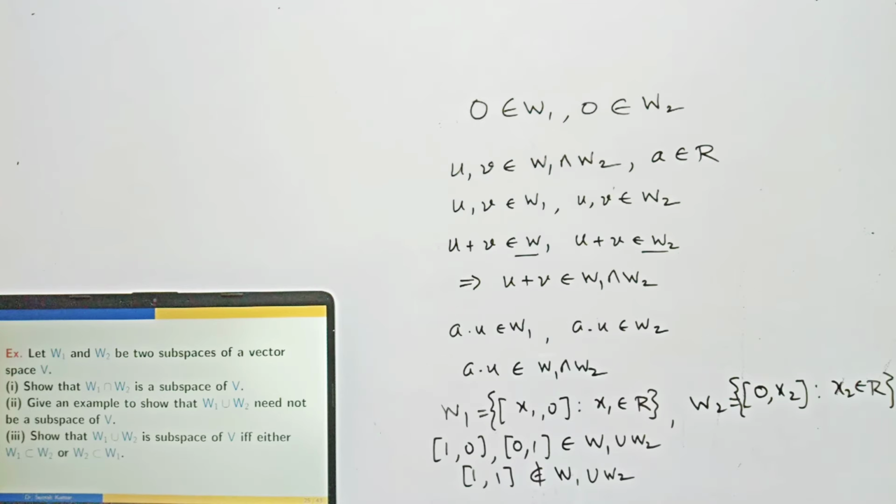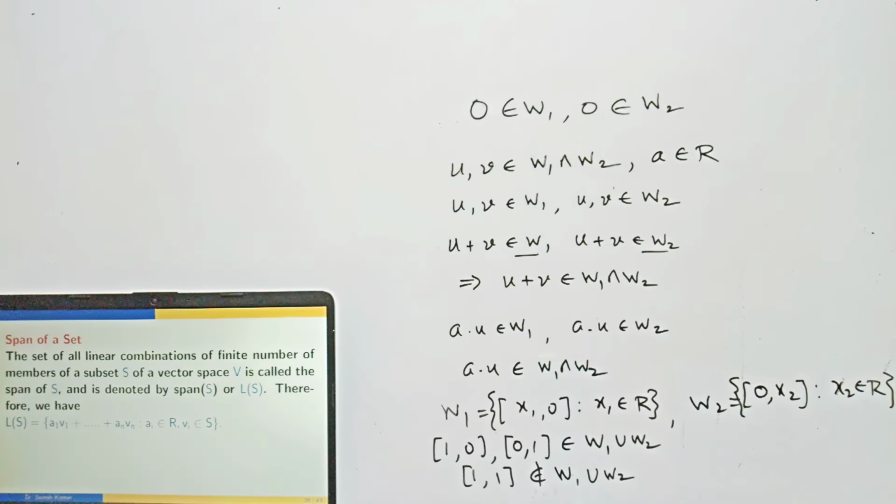So the union can be a subspace when the condition is either W1 is a subset of W2 or W2 is a subset of W1. Its proof is given in the lecture notes, you can see there. Proof is easy. So intersection of subspaces is a subspace. Union need not be. Union is a subspace only when one of the subspaces is a subset of the other. Okay.